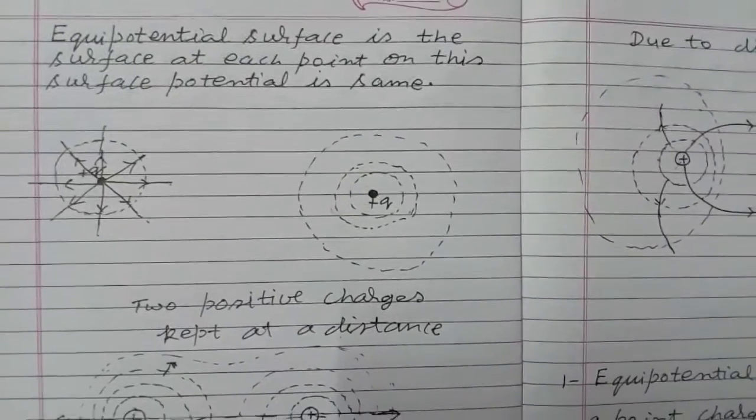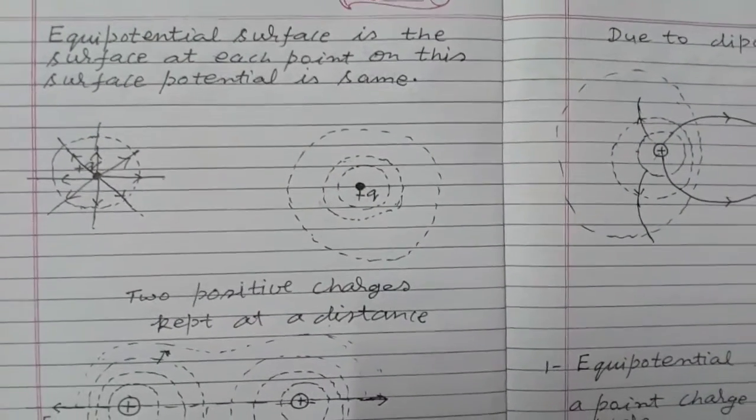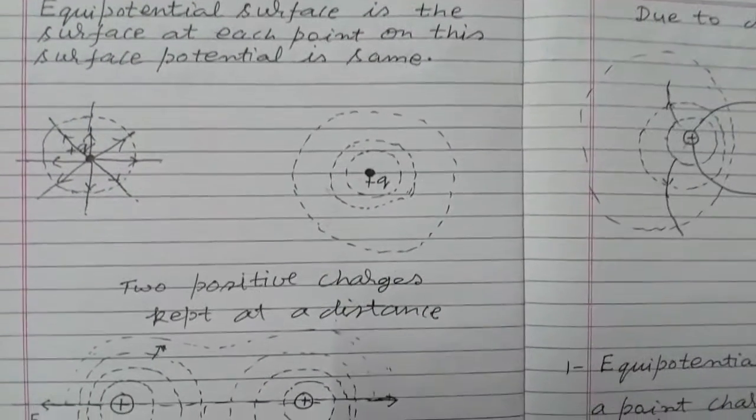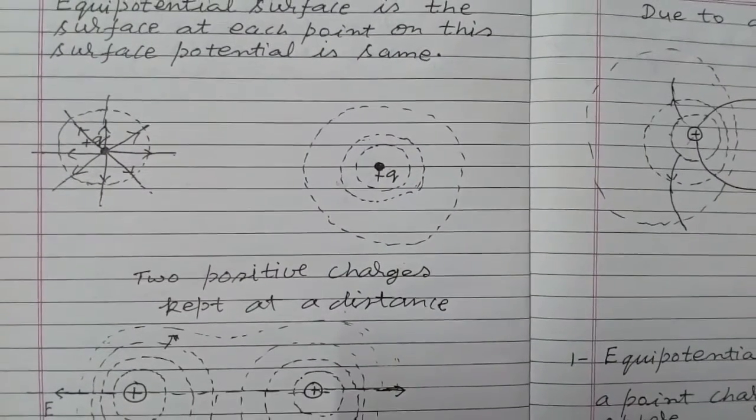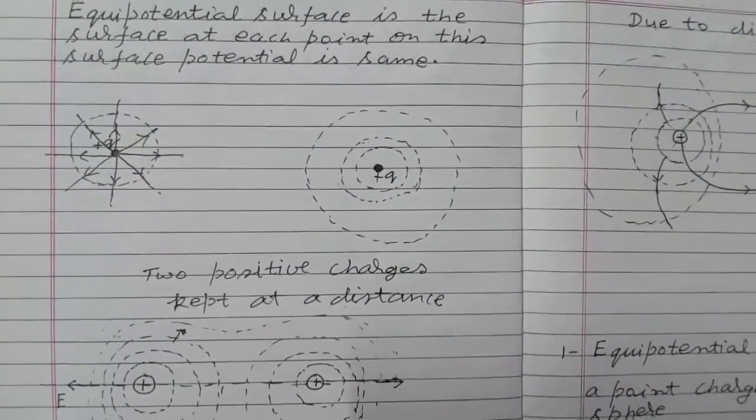Equipotential surface. Equipotential surface is the surface at each point on this surface potential is same.